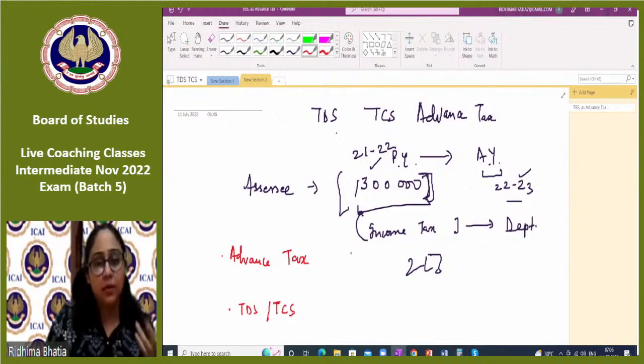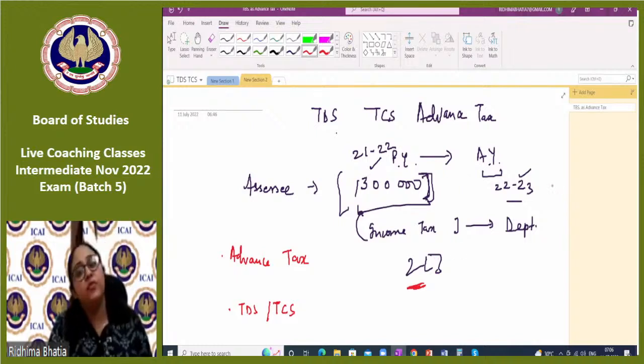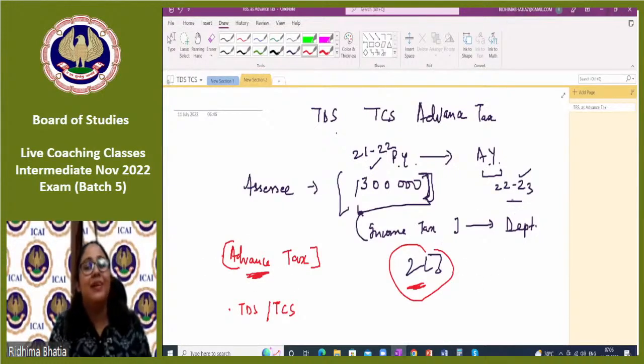So the government came up with the idea of earning revenue in the previous year itself. Revenue means the tax part. The government's revenue is the tax part. In the previous year itself, instead of waiting for the assessment year to come and you to pay the liability and compute it, they came up with the concept of advance tax. Now what is advance tax? As the name suggests, tax paid in advance. This liability of 2 lakhs, which had to be paid in assessment year 22-23, the government says pay me in previous year 21-22 itself, on the basis of estimation.